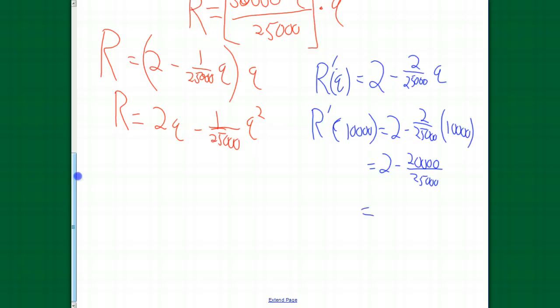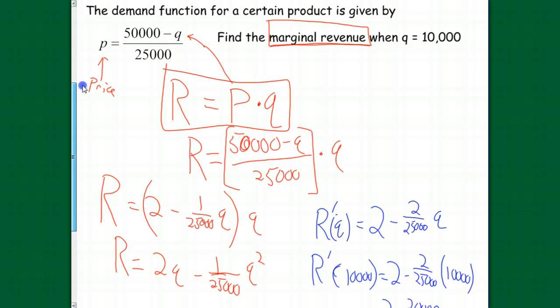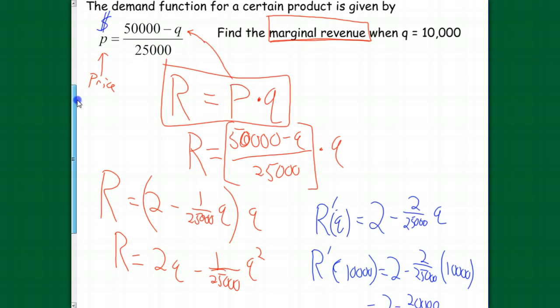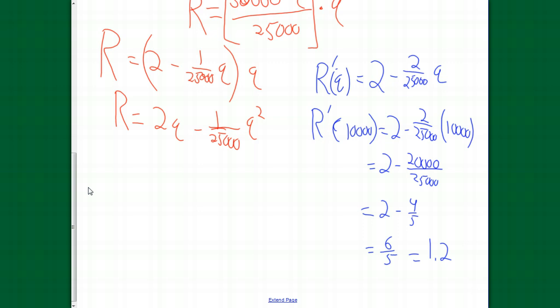Is that right? 5,000 is a common factor, yeah. So 2 minus 4/5 is 6/5, which equals 1.2. We didn't really define price here in the equation, so let's just make this dollars. The revenue is $1.20 per item. We're making $1.20 per item.